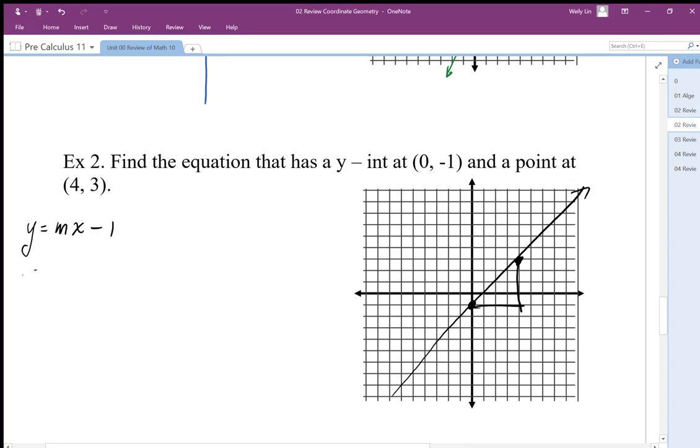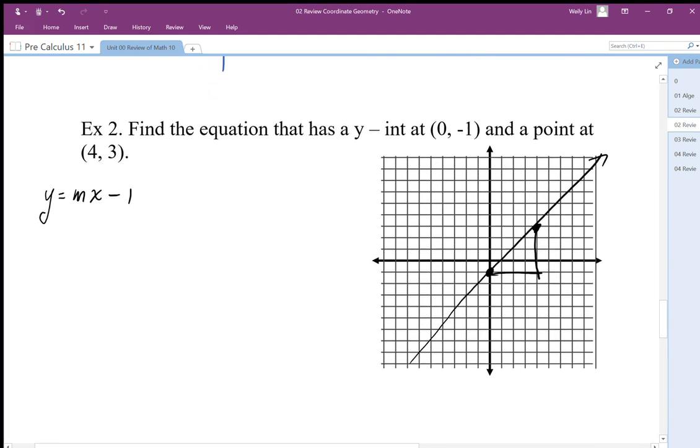But when I plug in (0, -1), notice what happens. m times 0 minus 1, I get -1 equals -1. I didn't solve for m. Okay, so it's not wrong. -1 is definitely equal to -1. So it's never wrong to plug in a coordinate. However, it didn't solve for anything, so I need to use the other coordinate.